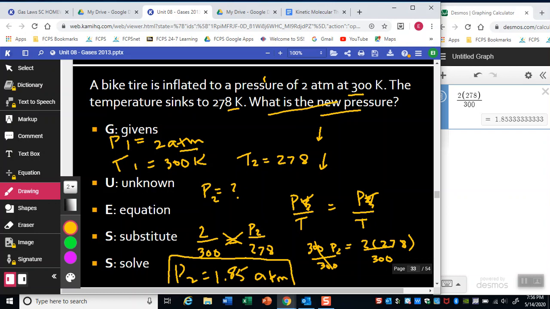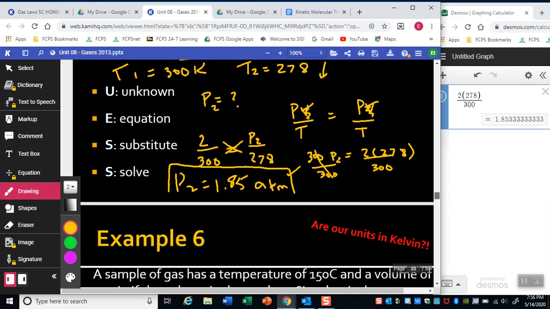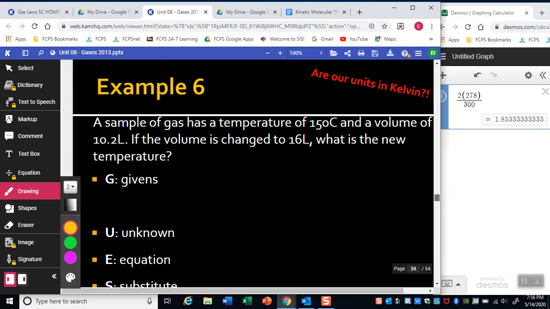The question was, what is the new pressure? And I found a pressure, all right? And it went down, right? Temperature went down, so pressure went down. Very good. So you can solve all kinds of problems with this one combined gas law.